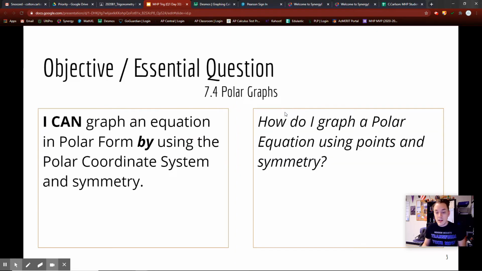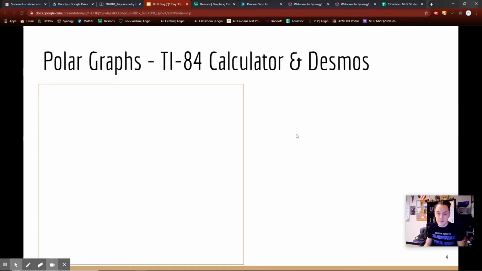So let's get started. Objective, central question: how do I graph a polar equation using points, but also using what we call symmetry? Those are the two main things that we're going to be doing today. We're going to be doing a little bit more than that, but basically points and then symmetry.